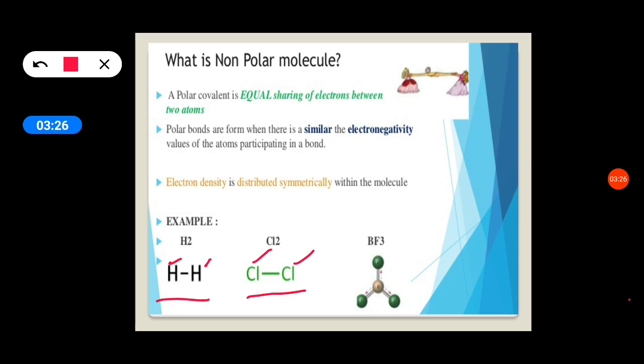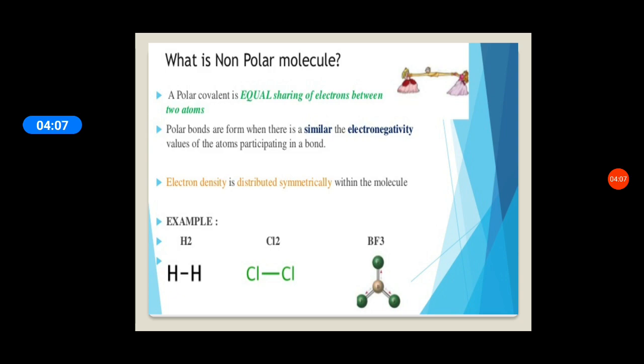Electronegativity means the electron pulling capacity of an atom. It attracts the electron towards itself. So here the electronegativity of both the atoms is equal, meaning the shared pair of electrons lies at the center between the two atoms, so that electron density is distributed symmetrically within the molecule. These types of molecules are called non-polar molecules.